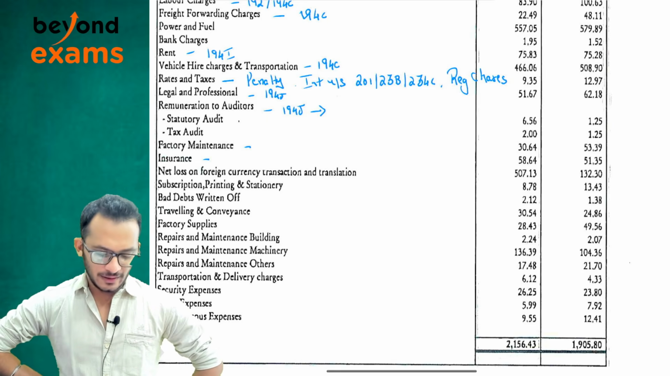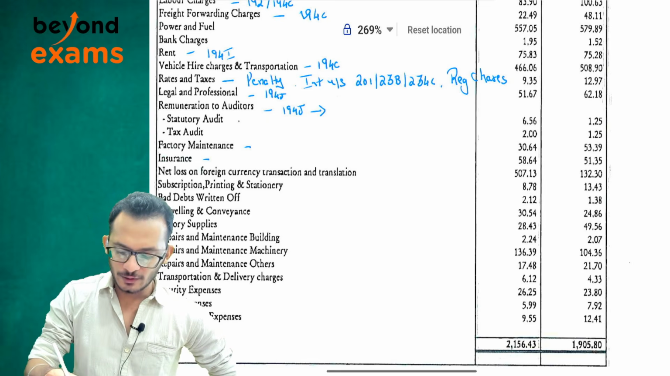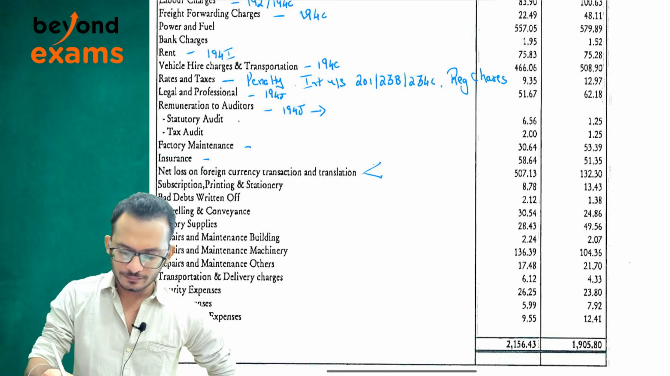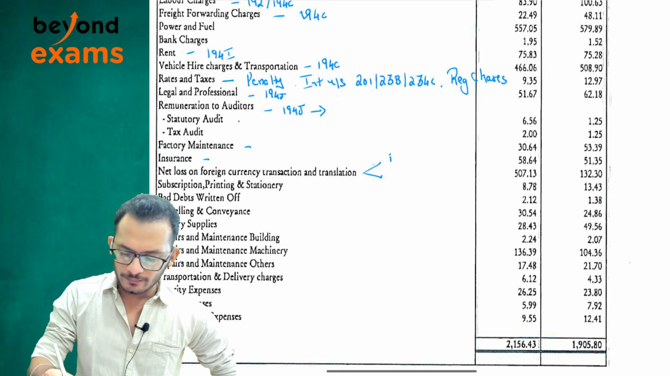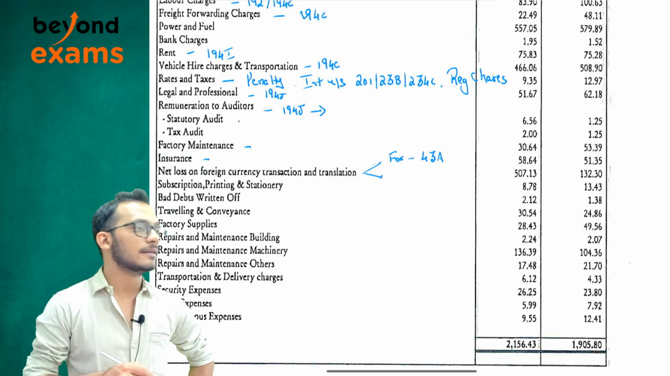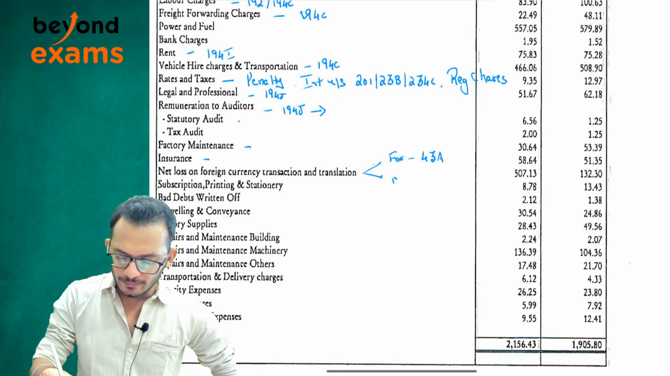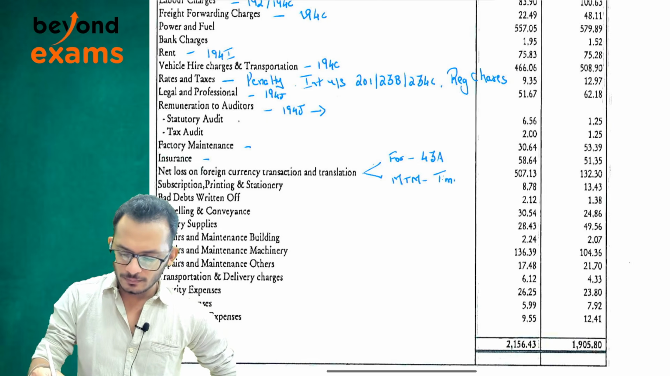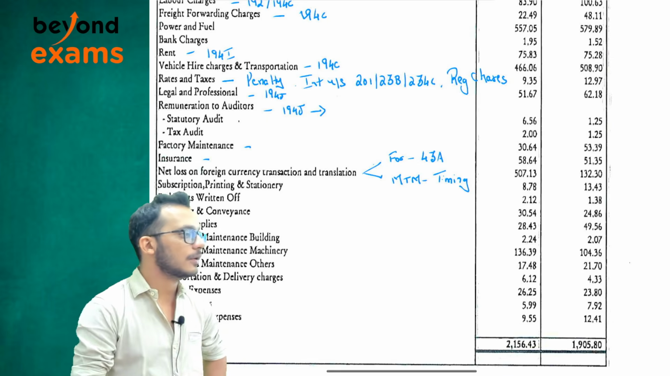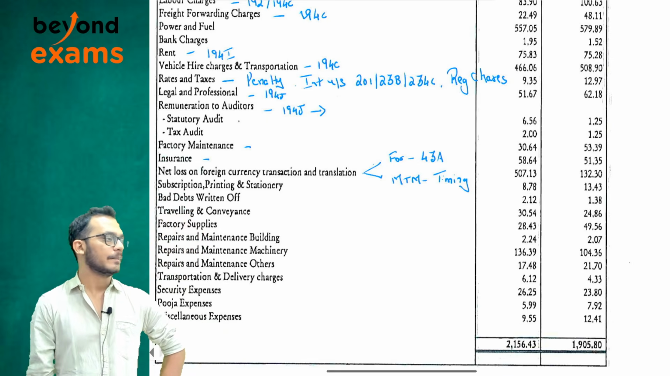Yes. Next, we have net loss on foreign currency translation. This is what I said. Two things you will ask. If it is for a foreign asset, it triggers 43A. And next, if it is an MTM loss, that's a timing difference, to be disallowed. That is what you are going to say. Anything else will be allowed as a deduction.